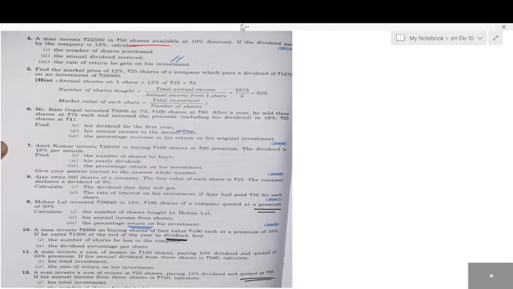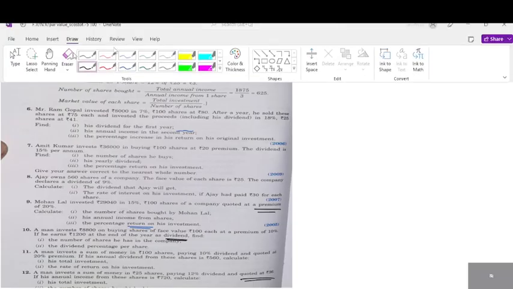Try the next one, the last one. The remaining we'll do tomorrow. A man invests. What is invest, students? What should I take this 22,500 as? What should I consider that? Investment. Very good. Last question. I want all of you to respond. Investment is 22,500 in 50 shares. Along with shares, whatever value comes, what do you consider that?